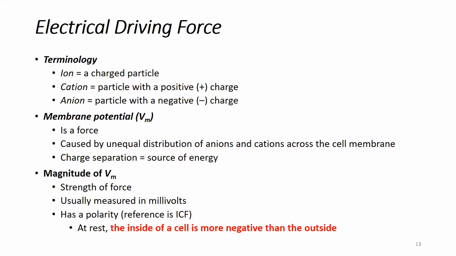So we know that an ion is a charged particle, such as sodium, chloride, potassium, and so on. A cation has a positive charge, such as sodium, whereas an anion is a particle with a negative charge, such as chloride. Depending on whether it's a cation or an anion will determine the electrical driving force, depending on the charge of that particle in question.